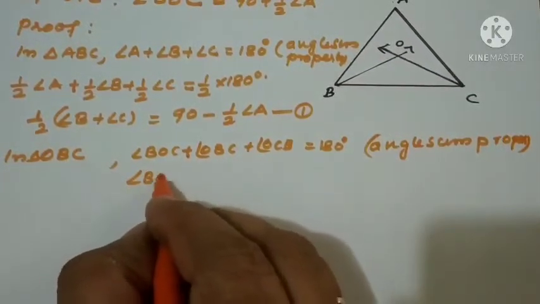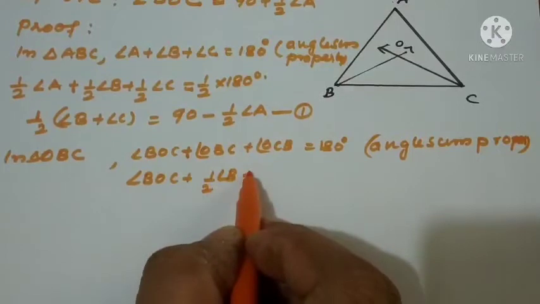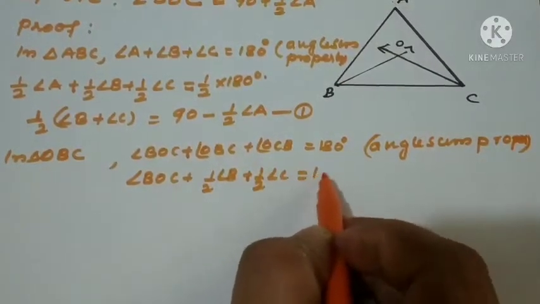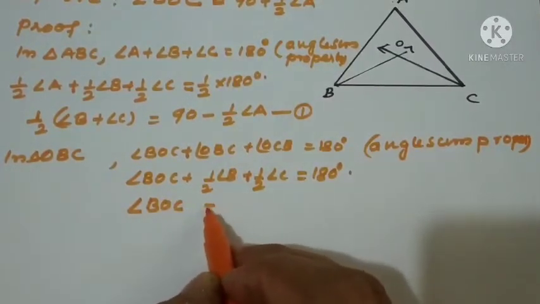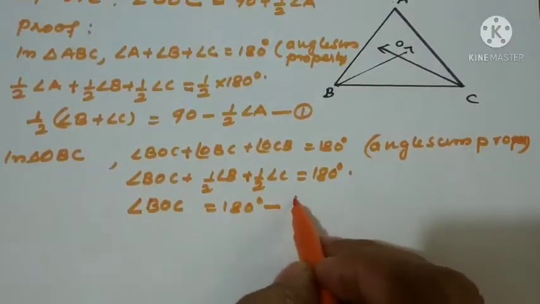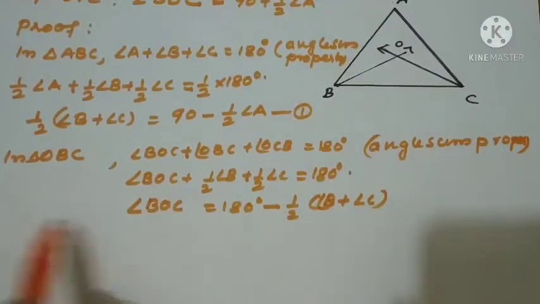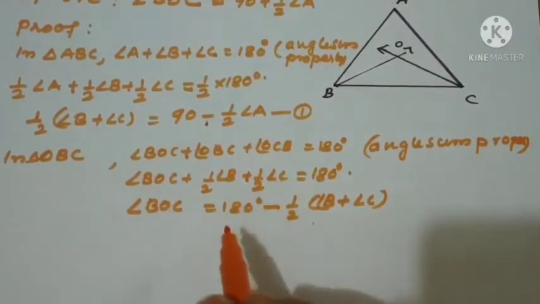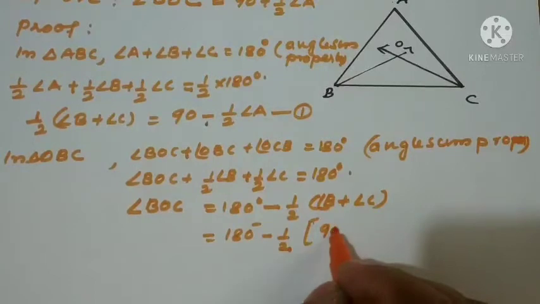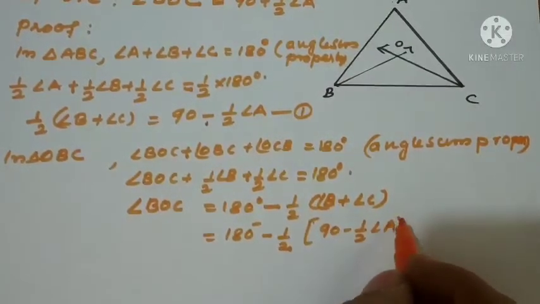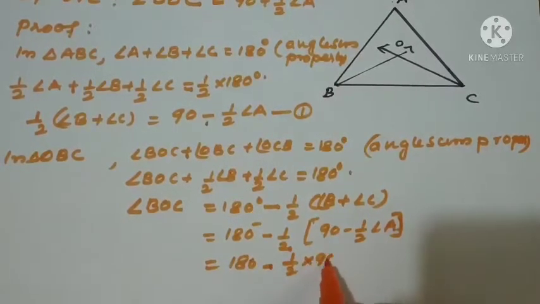So angle BOC plus OBC can be written as half of B. OCB can be written as half of C, equal to 180 degrees. So angle BOC, we are keeping this side, is 180 minus half common, B plus C. So half of angle B plus C we got as 90 minus half of A. So 180 minus half into 90 minus half of angle A.